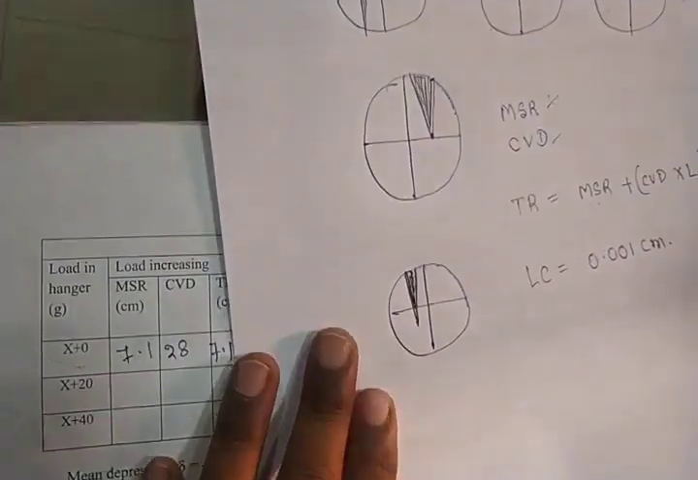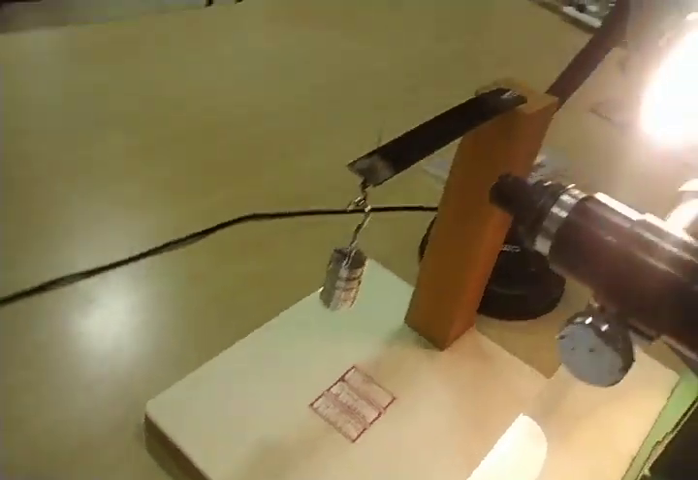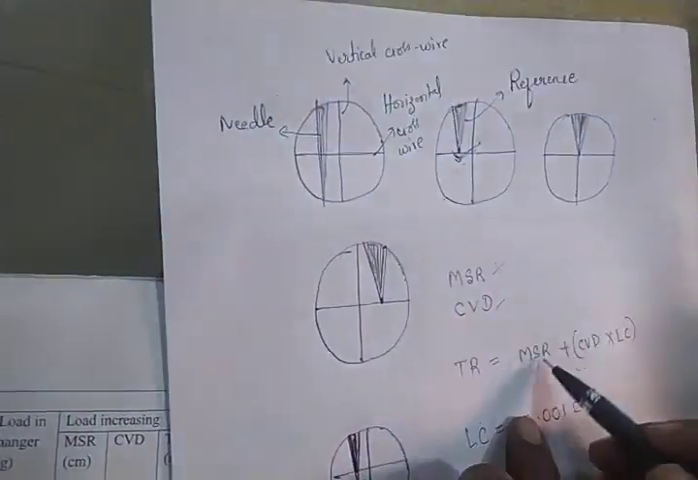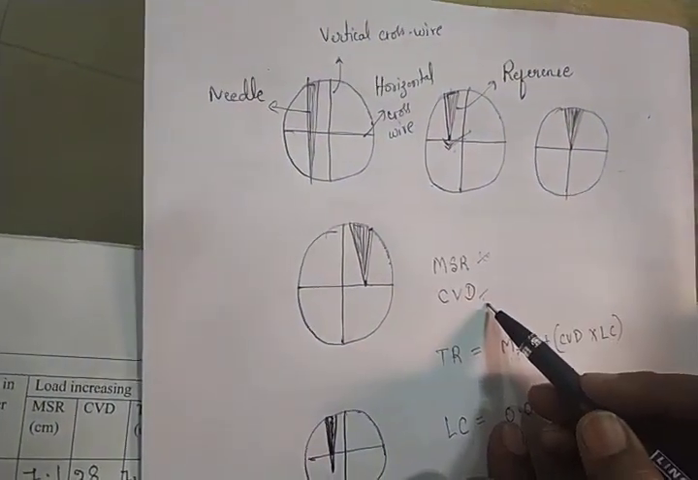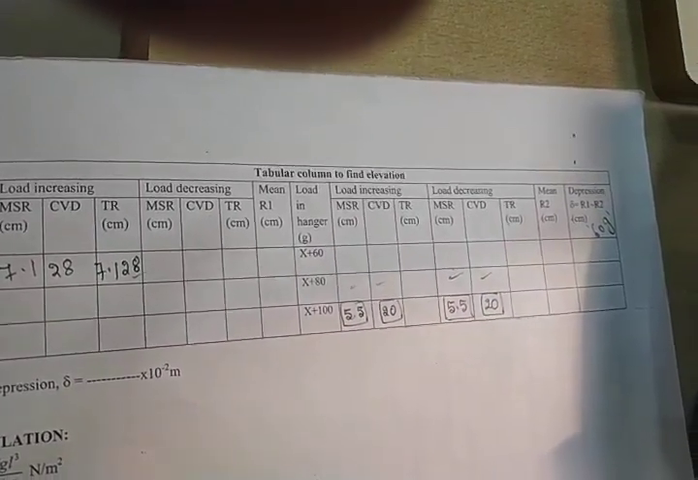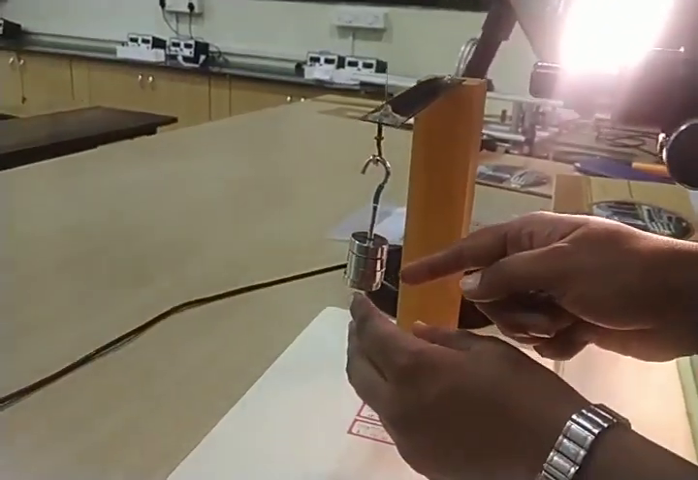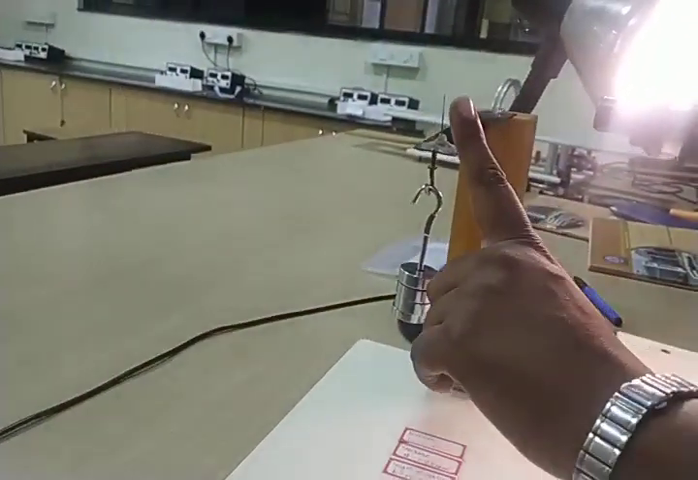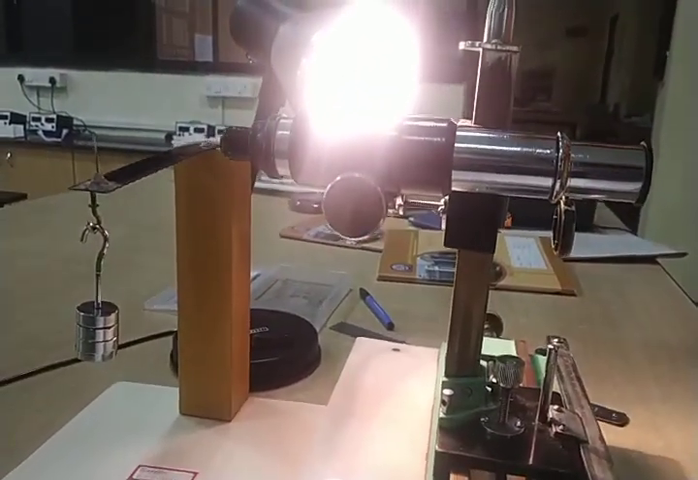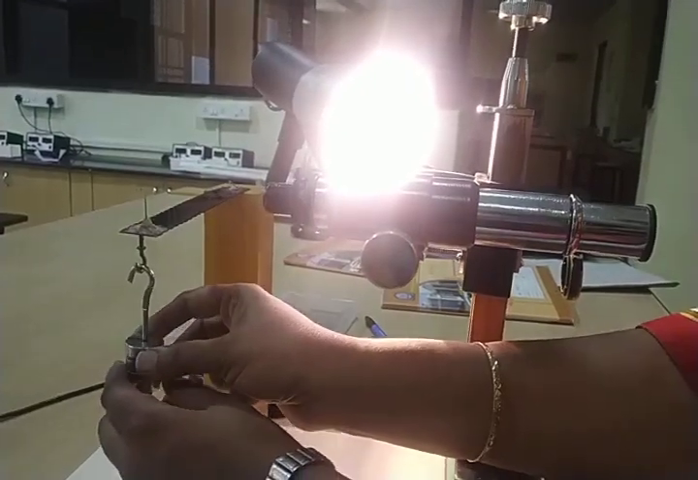Again we have to reset using the adjustable screw. Using this adjustable screw, adjust for this reference. Then read the MSR and CVD part for this x plus 80. Note down the corresponding reading across the load decreasing part. So that is for x plus 80. Similarly, you repeat for all the trials. If I remove 20 grams, now this will be for x plus 60. Again the needle is going up, and the observation is coming down. Then reset using this screw. Then repeat the experiment up to x plus 0.